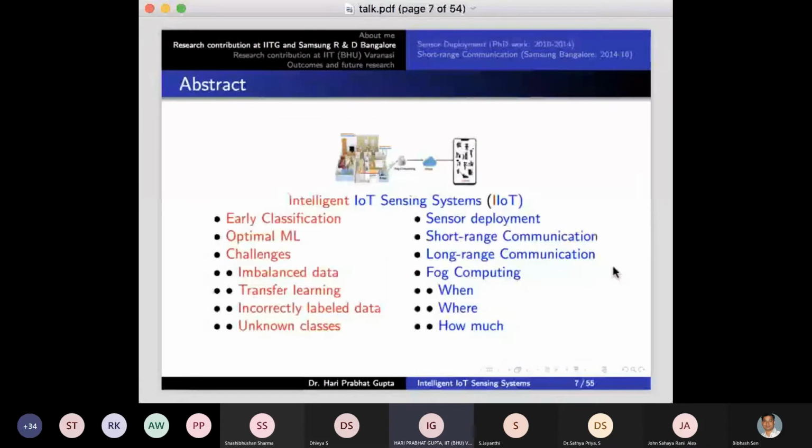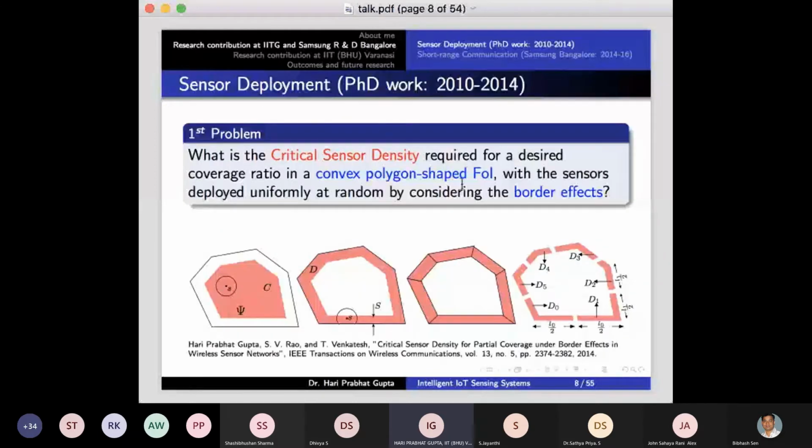So first we cover that here we have the sensor deployment, then short range communication, then long range communication, then processing of the data. In sensor deployment, we cover three major problems. One problem is border coverage. If we have a field of interest, the field of interest shape is random. So for simplicity, we consider a convex shape, where the angles at the corners are less than 180 degrees. So this is the convex-shaped field of interest, and we deploy the sensors.